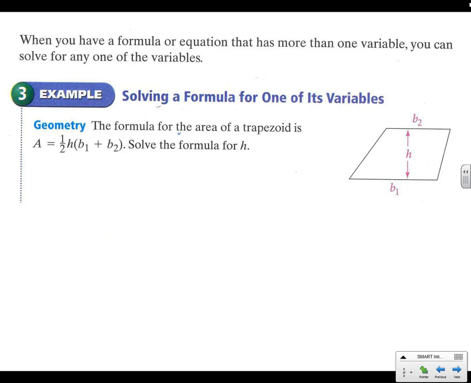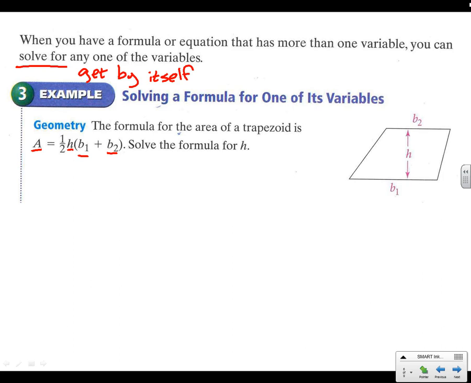Okay, so next one here. We have equations sometimes that have more than one kind of variable in them. We can have a formula here with a and h and b1 and b2. That's 4 different variables here. All right? We can solve for any of those that we want. So when it says solve for, that means get by itself. Right? Get by itself is what solving for is really saying here.